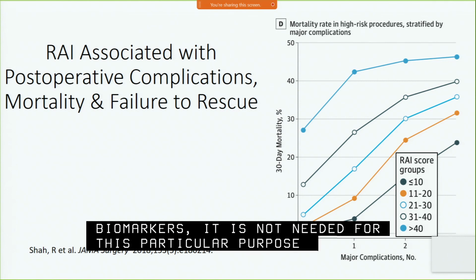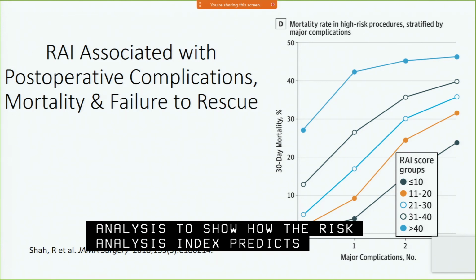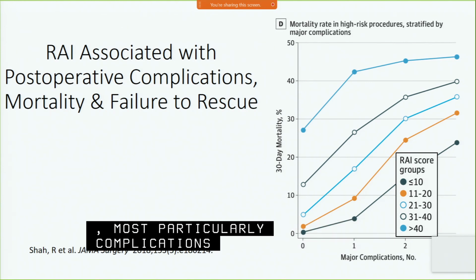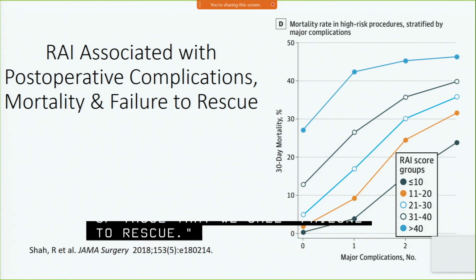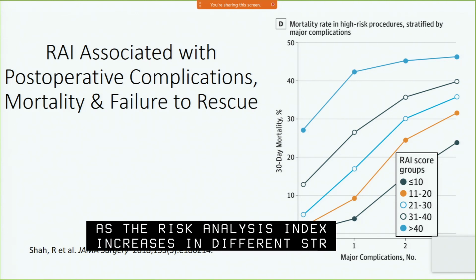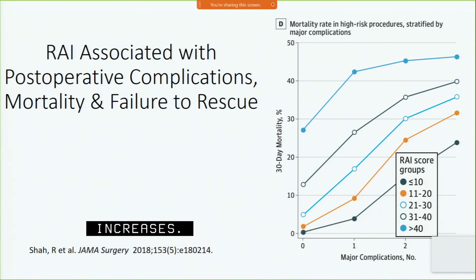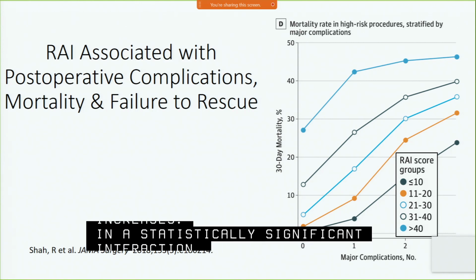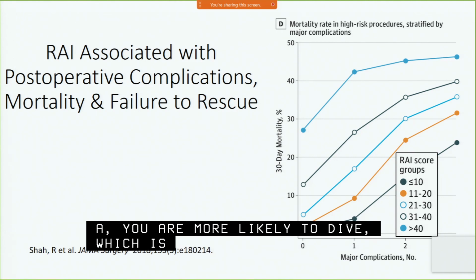In addition, we've done some additional analyses to show how the risk analysis index predicts outcomes, most particularly complications and mortality, and the interaction between the two of those that we call failure to rescue. And what you see is that as the risk analysis index increases in different strata, the probability and likelihood of suffering a complication increases. And in a statistically significant interaction, if you are more frail and you suffer a complication, you are more likely to die, which is essentially a failure to rescue. These are the people who suffer the worst outcomes in our healthcare system.